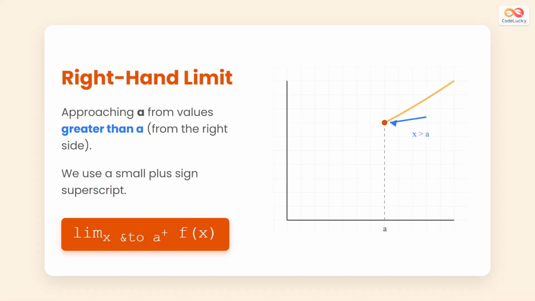Conversely, we have the right-hand limit. Here, we approach a starting from numbers that are larger than a. We travel along the curve from the positive side, moving leftwards. This is denoted by a small plus sign superscript.